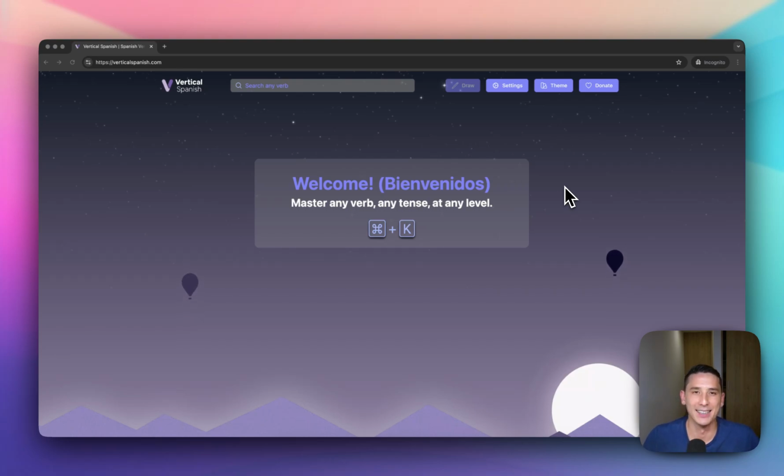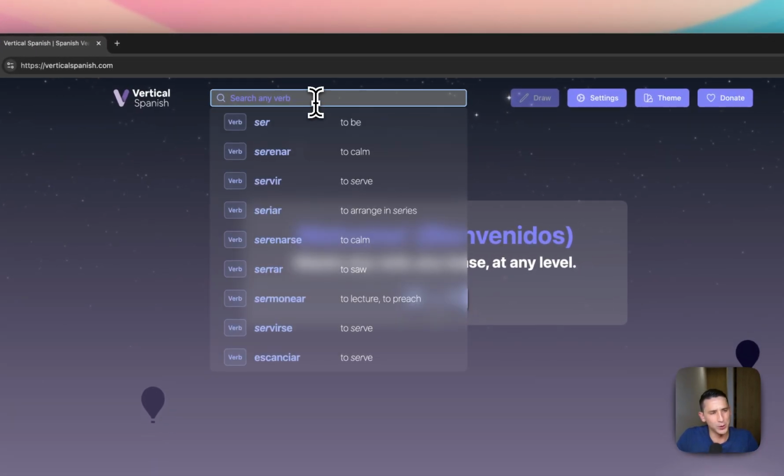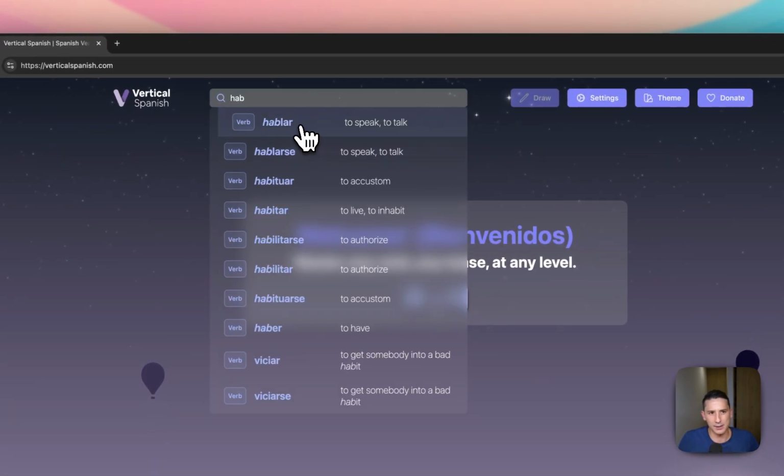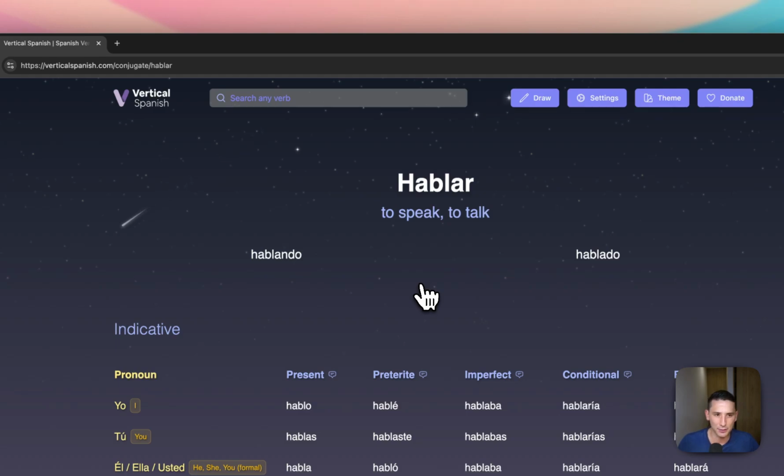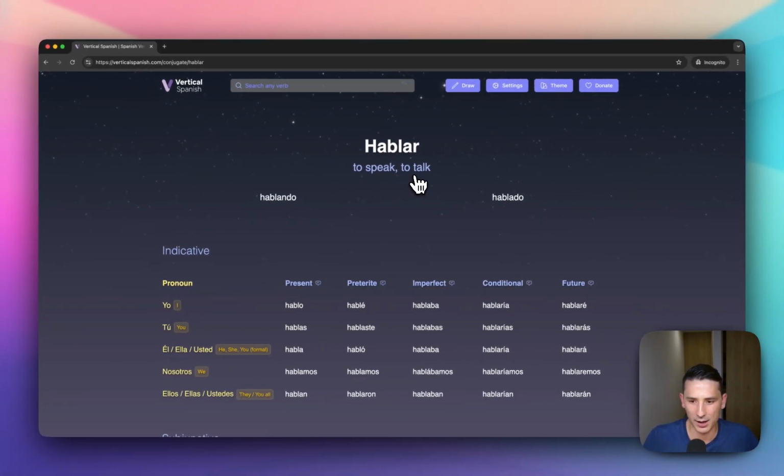How's it going, everybody? Let's talk about simple conjugation and the present tense in Spanish. All right, so the first thing that we're going to do is go over to hablar, right? And hablar is the classic verb to speak or to talk.